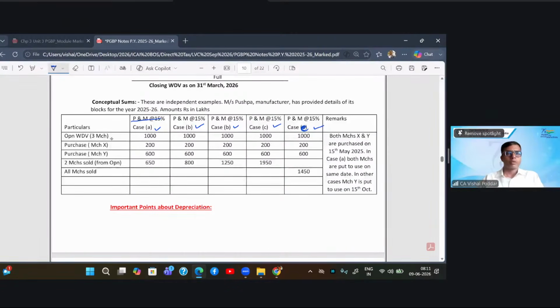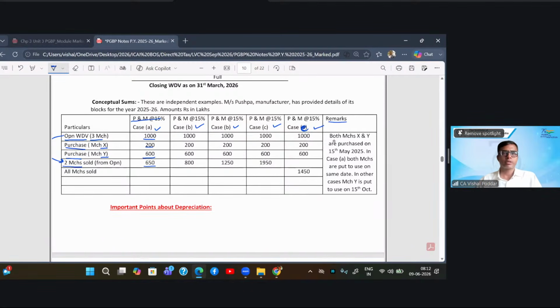Now, what is the data given? Opening, you have 3 machines. Value is 1000. You purchase 2 new machines. One is X, one is Y. Independent values are given. They may be purchased at different points of time. In fact, in the remarks, something is given. I'll come to that. Then during the year, 2 machines out of this opening, some old machines were there. You sold them. The combined value of both the machines is 650. Right? Now, this is the simple data given. With this data, we will be solving depreciation as per the format and we'll be getting the answer.